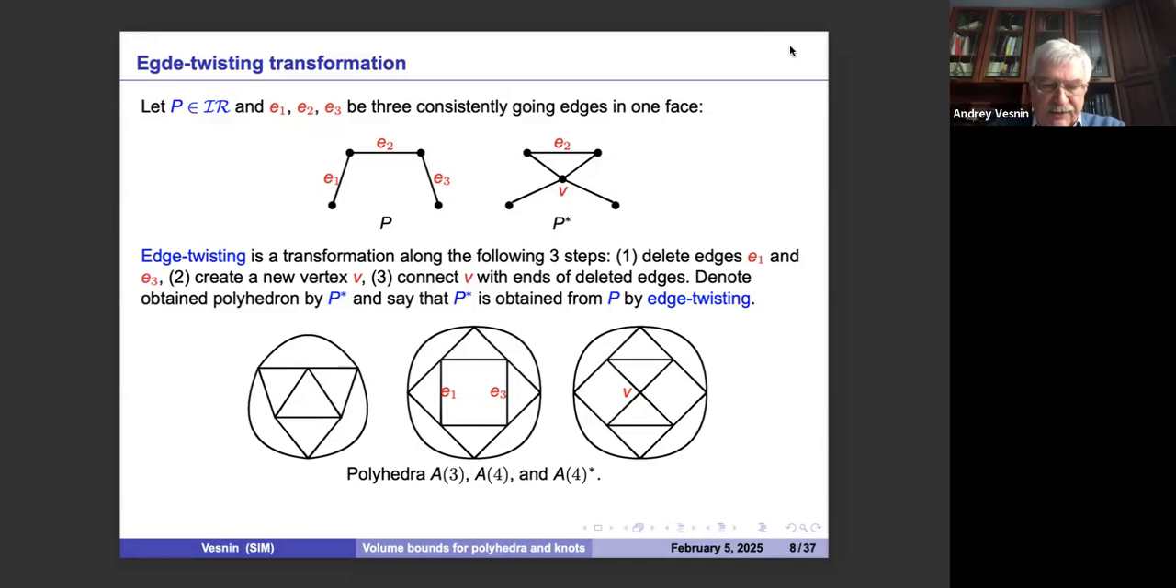So if you start with the octahedron, A3, there is no possibility to have such a transformation. But if you start with A4, you see there are E1, E2 and E3. You can use the H-twist transformation, and you get a new polyhedron with the vertex V as presented in the third picture here. So this transformation can be applied combinatorially, but what is important, it can be realized geometrically, in the sense that we obtain hyperbolic polyhedra.